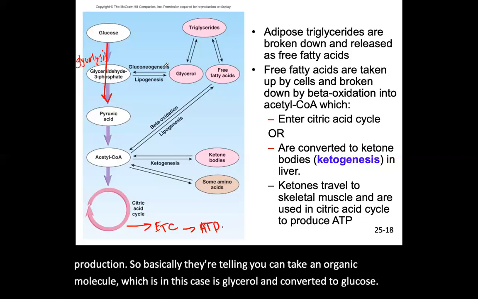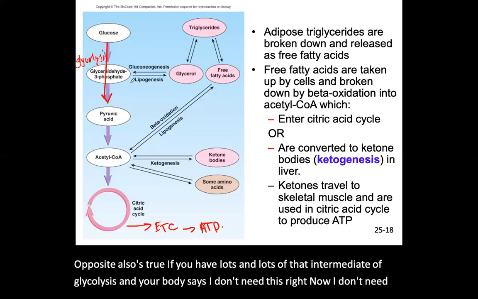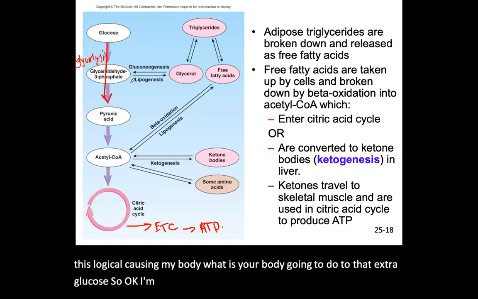The opposite is also true. If you have lots and lots of that intermediate of glycolysis and your body says, I don't need this right now, I don't need this much glucose in my body, what is your body going to do to that extra glucose? So, okay, I'm going to store it for later use. What's the best way for my body to store it?